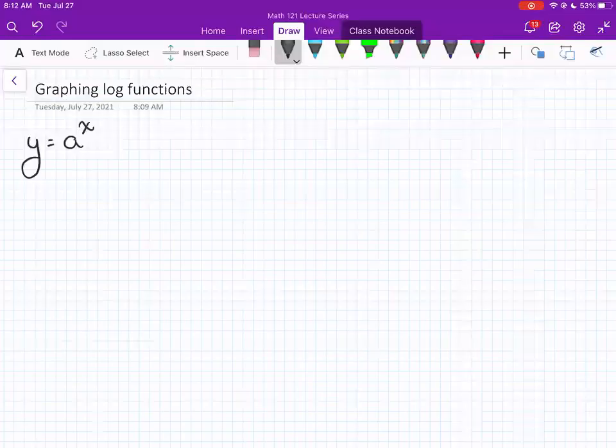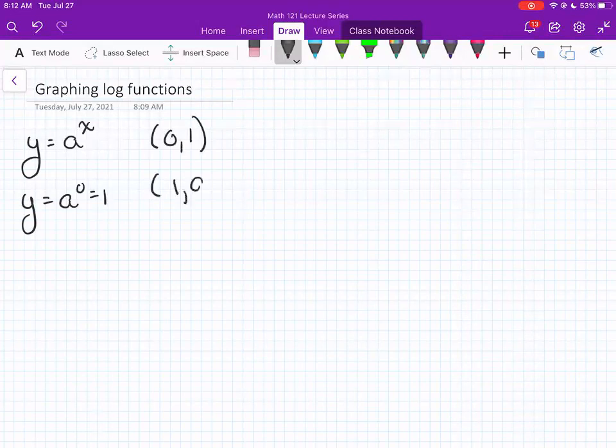We've already looked at how to graph exponential functions, and if you remember, we could always find our 2 points: (0, 1), because y equals a to the 0 power is always 1, and the point (1, a), again because a to the first power is just a.